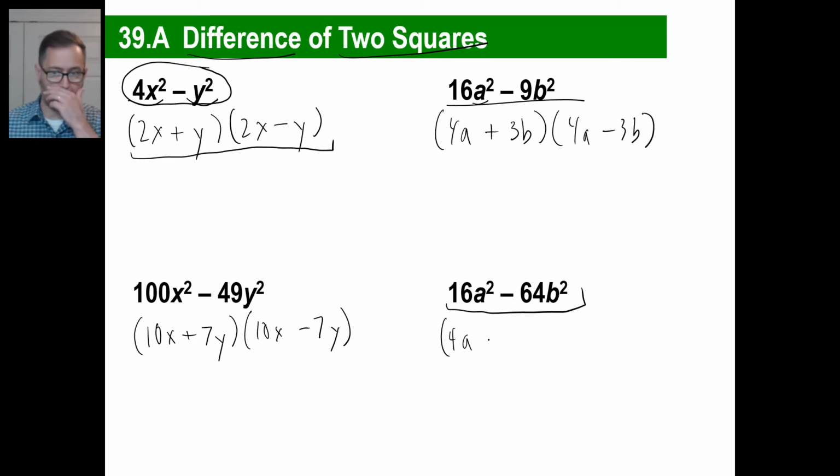This one right here, what's the first term going to be? 4a, right? Okay. We'll do a plus. Then square root of 64 is 8. And then b, right? Once you know that one, the other one's really easy. 4a minus 8b. That's it. There you go. That's all there is to it.